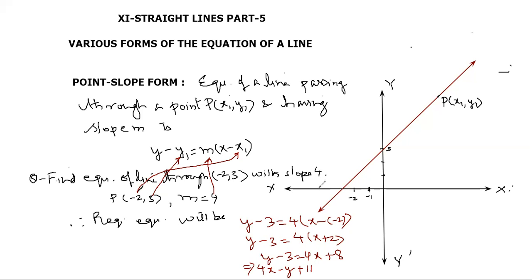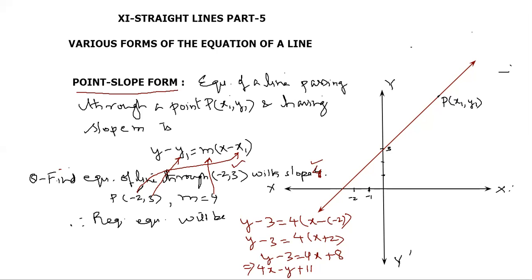Y minus y1 equals m times x minus x1, with slope 4. I have taken the slope 4; in the book they have taken minus 4, no problem. So that is the answer. In the question they will not write which formula you have to use. You just have to check which type of condition is given. Find the equation of a line passing through a point and having a slope, that is point slope form. So you have to see the questions and apply the formula.